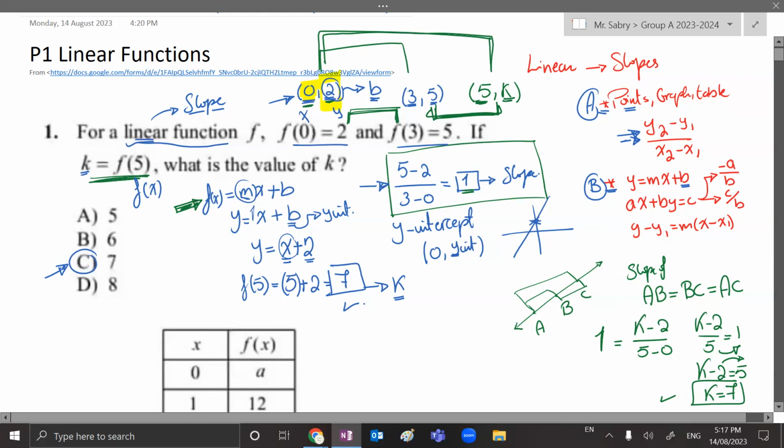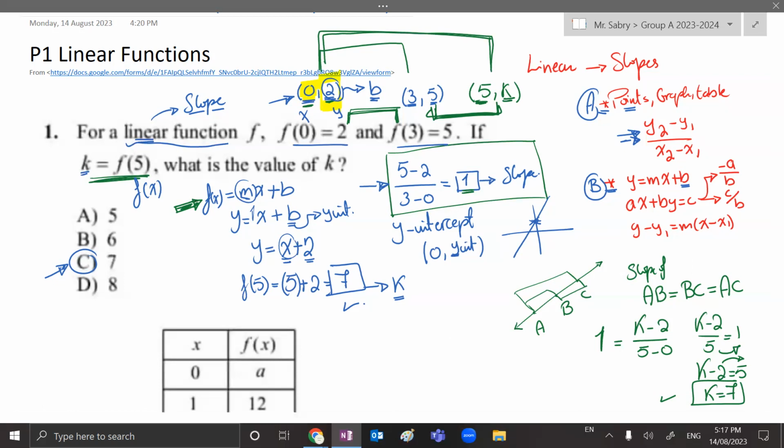Does this other method make sense as well? Jana, are you good?